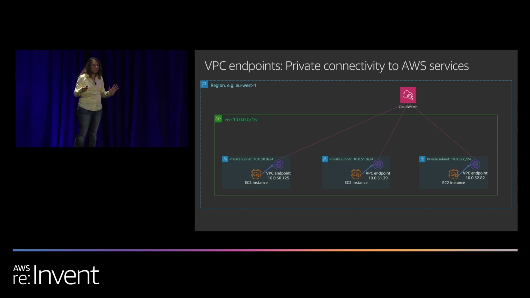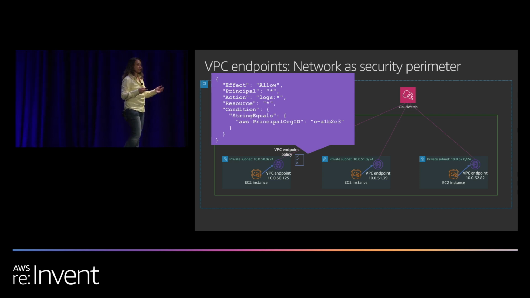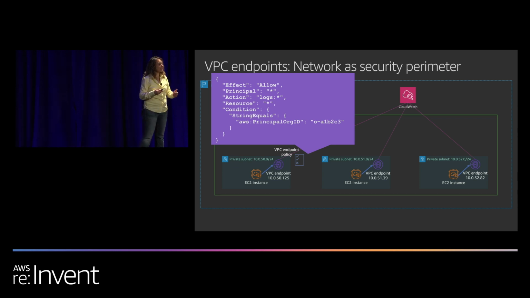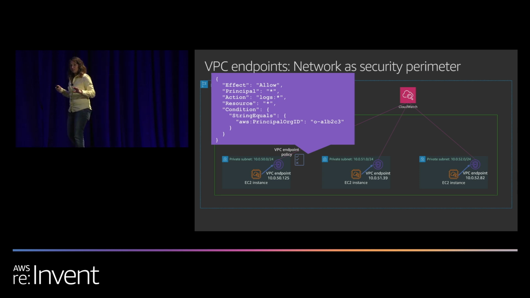But there's actually a couple more things that you can do with VPC endpoints. A bunch of our VPC endpoint services, such as CloudWatch Logs, support something called a VPC endpoint policy. Now, we looked at IAM policies before, and this is indeed an IAM policy, but it's not attached to an identity, and it's not attached to a resource, and it's not attached to an organization. This time, it's attached to a network, a VPC.